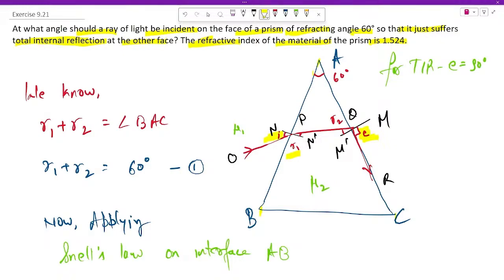So we know in a prism the angle between two faces is called the angle of the prism, and it is given over here that it is 60 degrees. We also know the relation for a prism that r1 plus r2 is equal to the angle of the prism, the angle between the two faces, and that would be equal to 60 degrees over here. So r1 plus r2 equals 60 degrees.